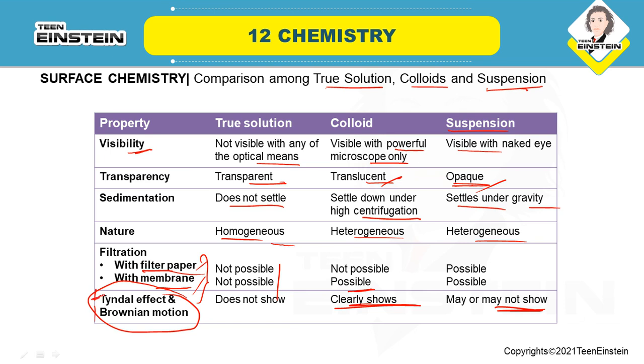Tyndall effect is basically an optical property, and Brownian motion is a mechanical property. So in this way we can compare. See here, it is not that all the points are different. Some points may be the same. For example, if you see nature, both of them are heterogeneous. So that is why we are saying comparison, not difference. Some points may be the same, some may not. So here are the points that we have discussed: visibility, transparency, sedimentation, nature, filtration, and Tyndall effect, Brownian motion.